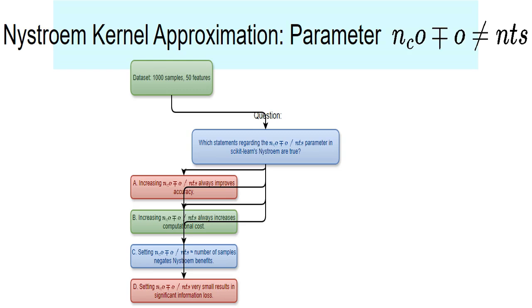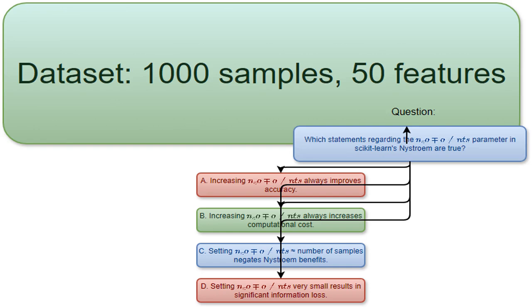We're using scikit-learn's Nystroem method to speed up a kernel method. Think of it as a shortcut to make calculations faster. The Nystroem method uses a smaller subset of the data to approximate the full calculation, allowing you to save computational time and resources. The parameter n_components controls the size of that subset. I have 1000 data points, each described by 50 features. This is the data Nystroem will work with to find an efficient approximation.